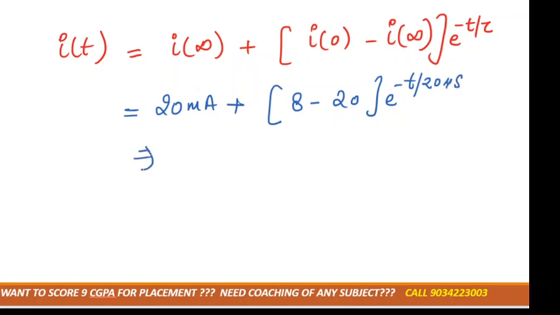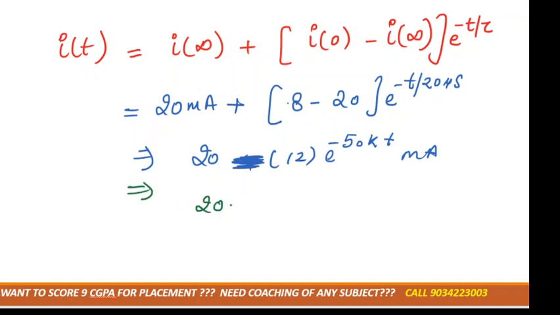Okay, if we solve it, we'll get 20 plus 12 e raised to power minus 20 t by 20 microsecond, so we'll get 50 kt milliampere. So it is 8 minus 20, that would be minus 12, correct? So the final answer is 20 minus 12 e raised to power minus 50 kt. But this we got as I of t, right?